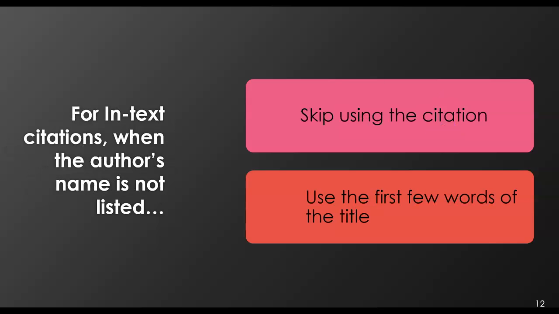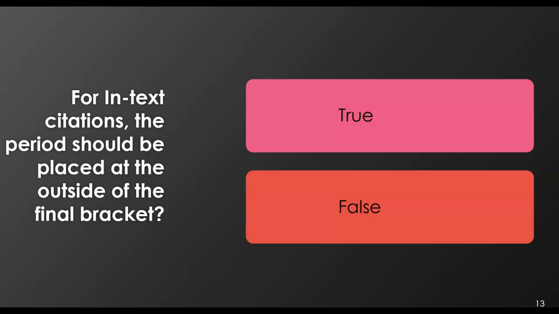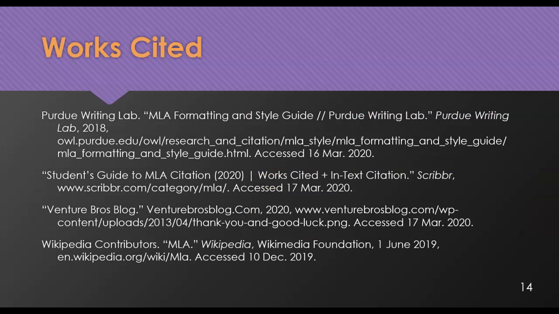For in-text citations, when the author's name is not listed, just skip using the citation or use the first few words of the title. That was the easy one. Use the first few words of the title. And for in-text citations, the period should be placed at the outside of the final bracket. That's true.